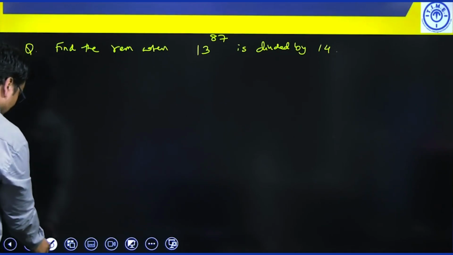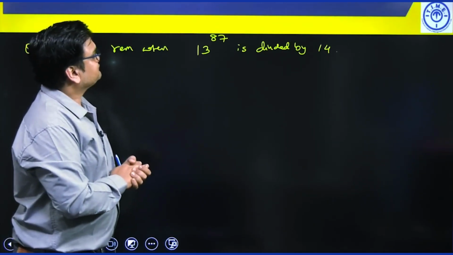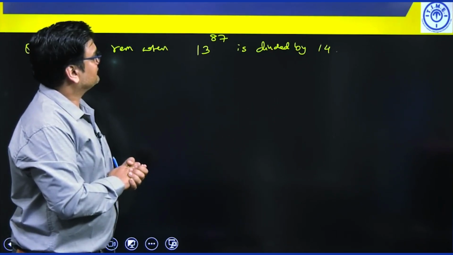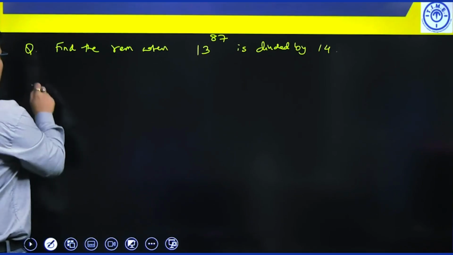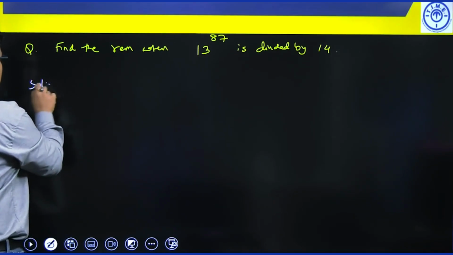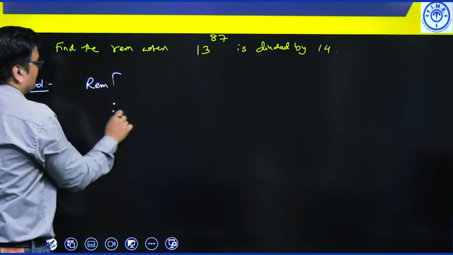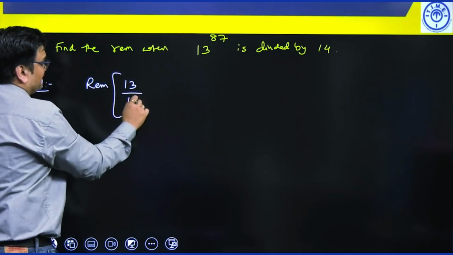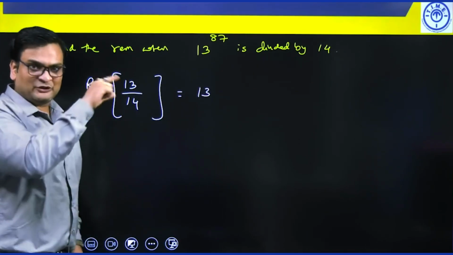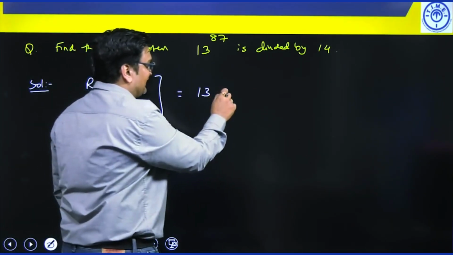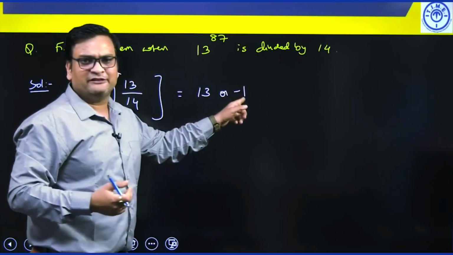So how do we figure that out based on what we have discussed so far? Here please note 13 power 87, what's the value I don't know, but can I say the following? By observation, the remainder when you divide 13 by 14 is 13. Now that's the positive remainder. What's going to be the negative remainder? We know the process of converting, right? 13 minus 14 will give you minus 1.